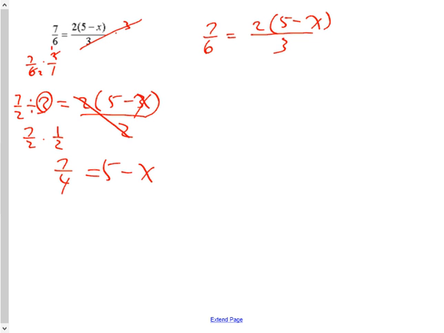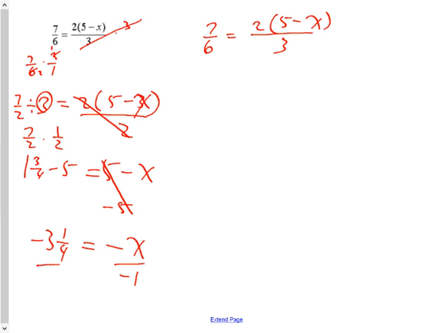Okay, so step 1 was multiply both sides by 3. Step 2 was divide both sides by 2. I'm now going to get rid of my constant by subtracting 5 from both sides. 7 over 4, take away 5. 7 over 4 is 1 3/4, take away 5. 1 3/4, take away 1 3/4 is 0. Take away an additional 3 1/4 is negative 3 1/4.